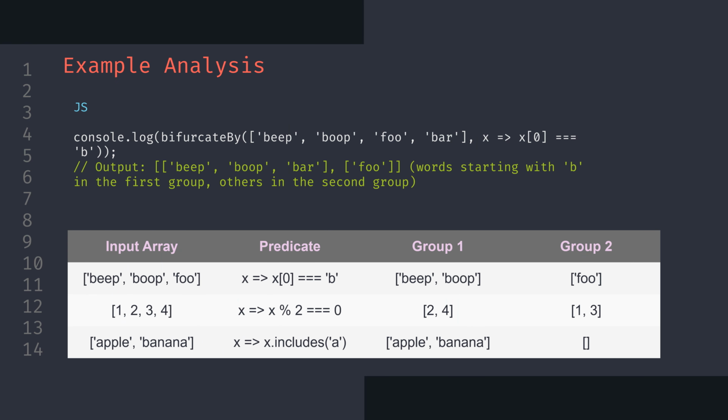This table illustrates how the function works for various inputs and predicate functions. You can see how the predicate dynamically categorizes elements into two groups.